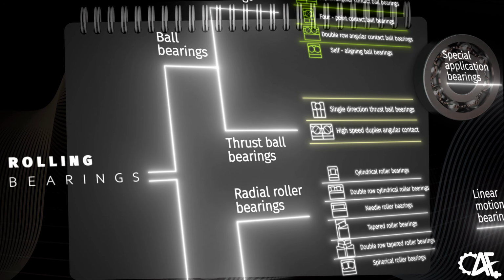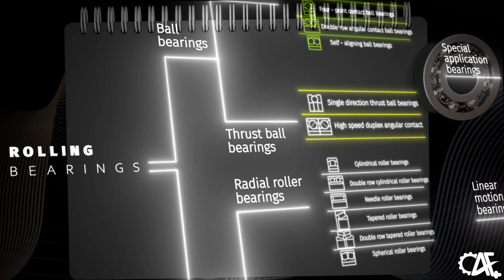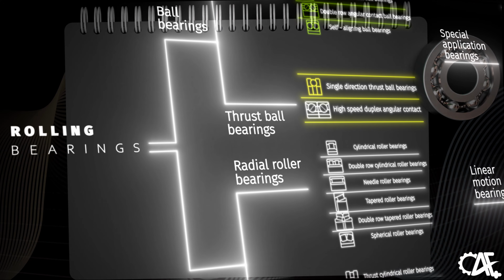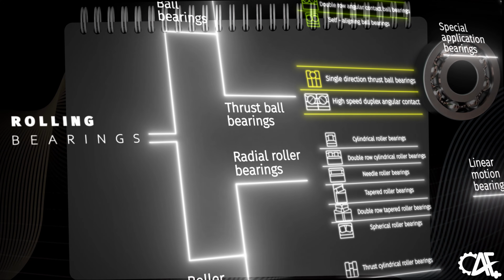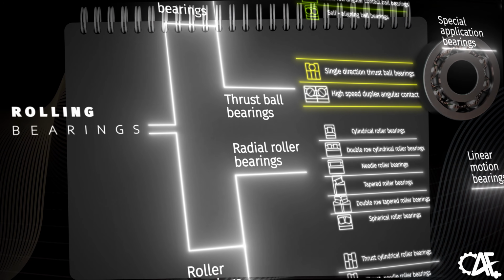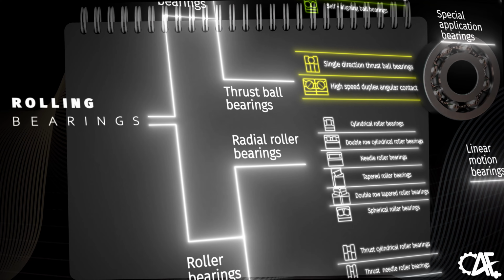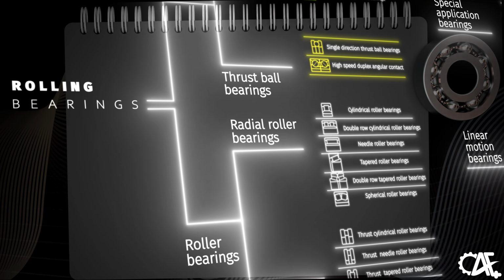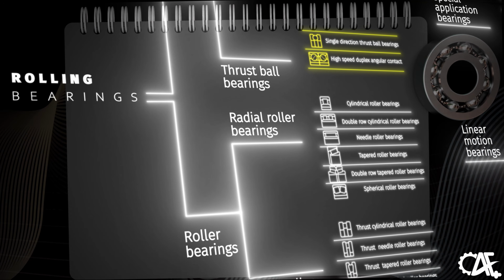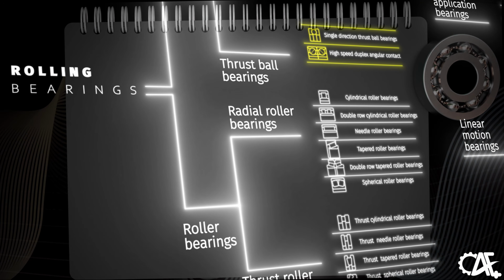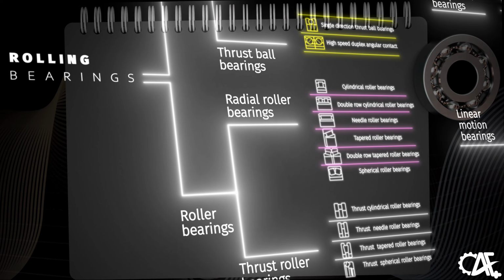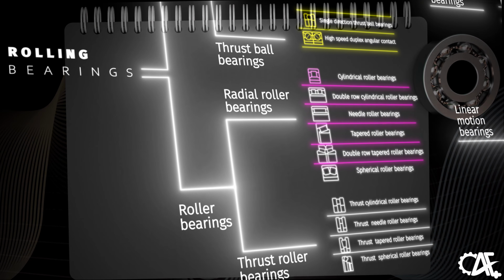Moving to the thrust bearing category, we encounter a selection specifically engineered for distinct applications. Among these, the single-direction thrust ball bearings are specifically designed to handle axial loads in one direction. Meanwhile, the high-speed duplex angular contact bearings offer simultaneous support for both radial and axial load. Transitioning to the roller bearing classification, we find a rich variety of types designed to cater to diverse operational needs.